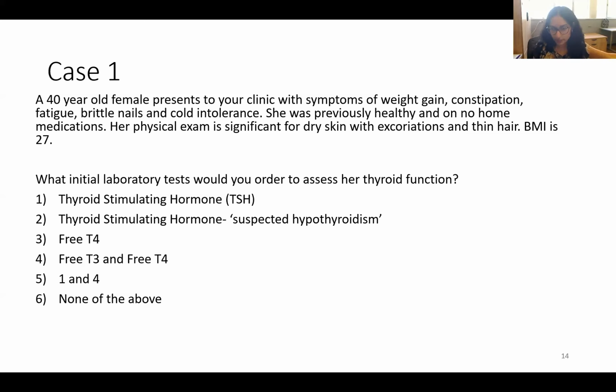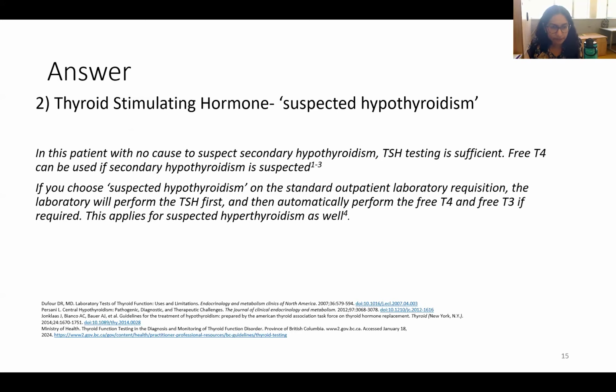I'll give people just a couple of seconds to think about it, look through the choices, see what they would have picked before I tell you what I think I would have done, which is I would have clicked TSH only and then checked the suspected hypothyroidism box. Now this patient, and I wasn't as explicit in the history, but there was no cause to suspect secondary or tertiary hypothyroidism or any central causes. TSH testing was sufficient. If I was suspecting secondary hypothyroidism, I would have done a free T4 as well.